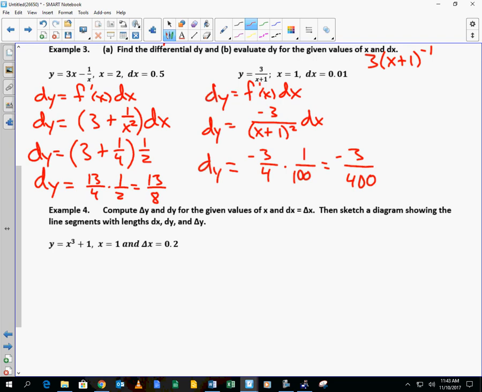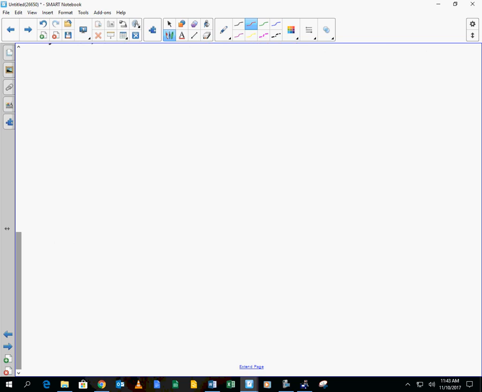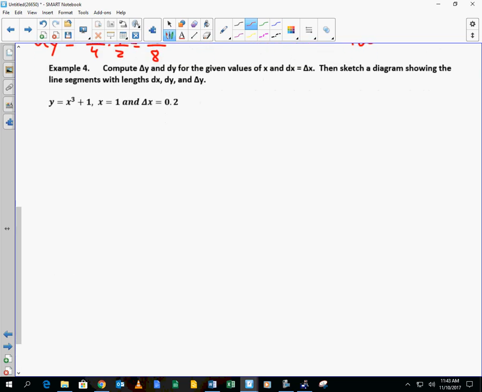Now we're going to see this played out in an example where we're actually going to draw some of the segments in place. You really want to pay attention here so you understand what's going on in your assignment. It's not difficult, but it is new. Okay? So we're going to draw x cubed plus 1.